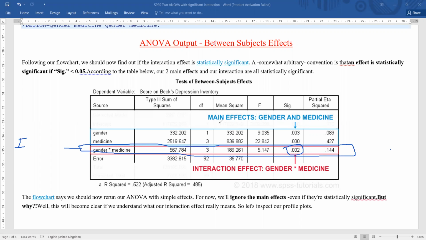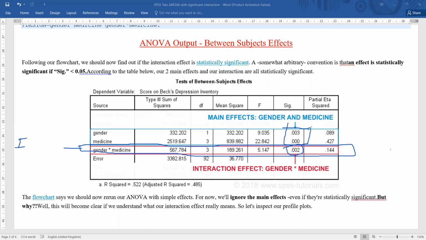So our null hypothesis of insignificant interaction is rejected, and our conclusion is that there is a significant interaction between gender and medicines. That means medicines behave differently for males and females in controlling depression. So we cannot analyze the main effects. The main effects are what? These are the main effects.